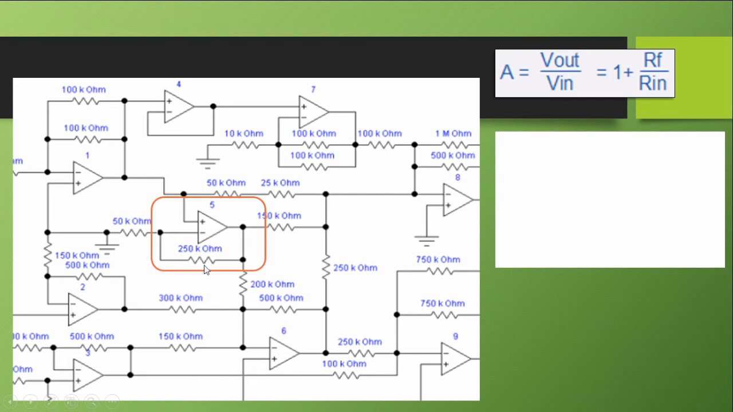For op amp number 5, notice that if you look at the negative terminal, it's connected to ground and there's feedback. Therefore, our input is coming from the positive terminal, which is equal to V out of 1, which is negative 20. You can ignore this loop here. This is I equals 0 here.